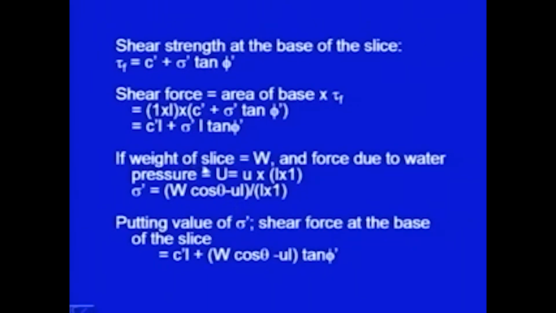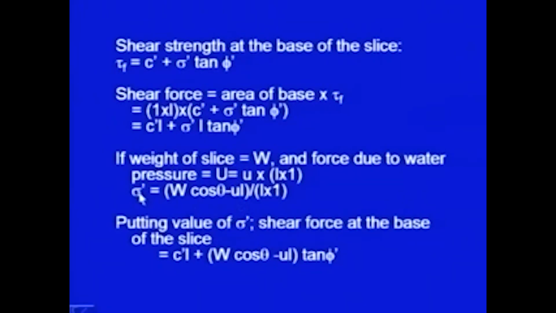And the weight of the slice is, let us say, W, and the force due to water pressure is, let us say, capital U. If you know the pressure distribution diagram, if you know the flow net, you can find out this pressure. This is small u. So, small u into area L into 1 gives you capital U.